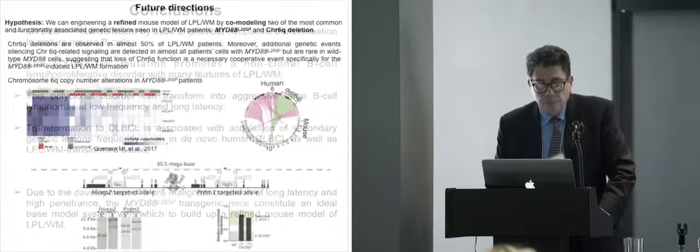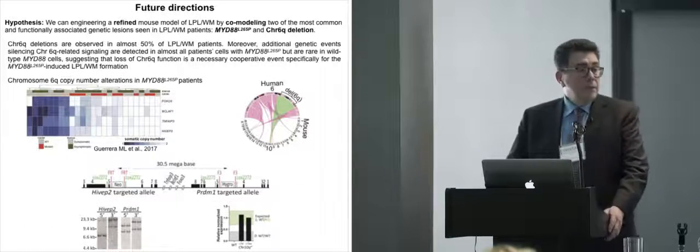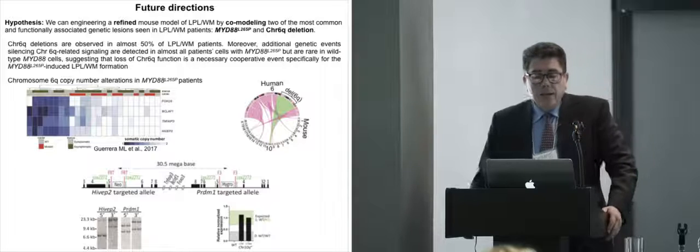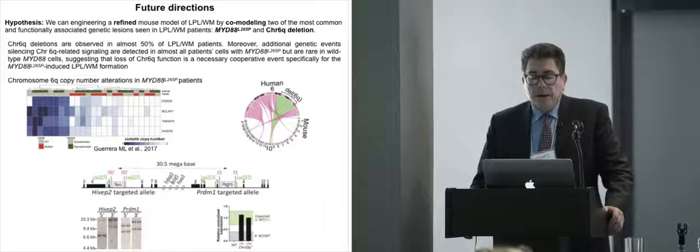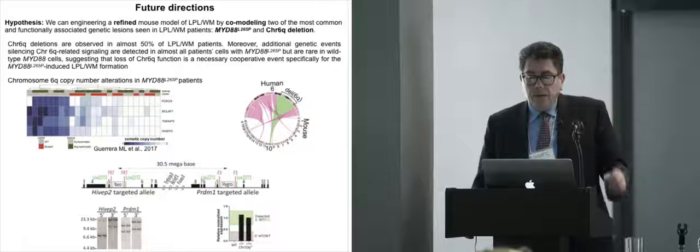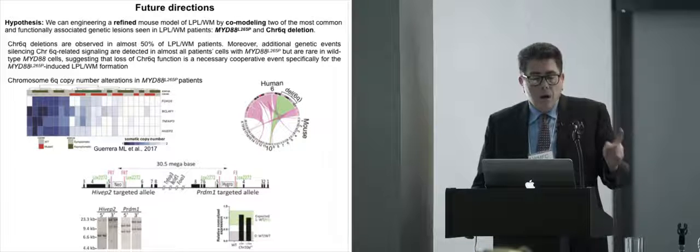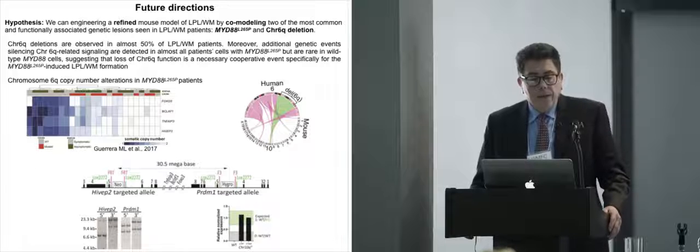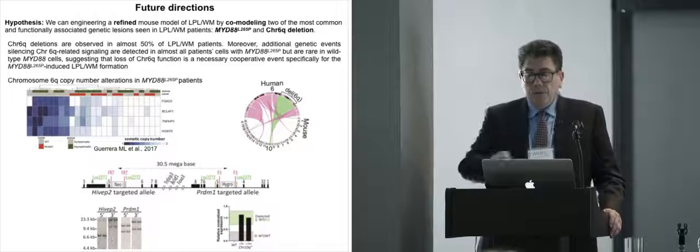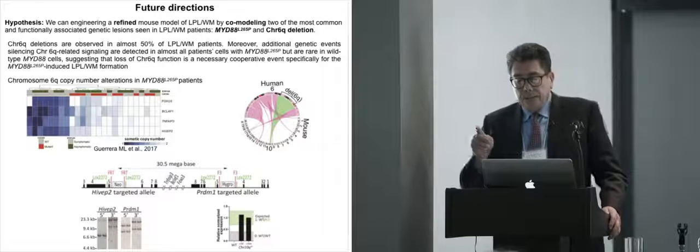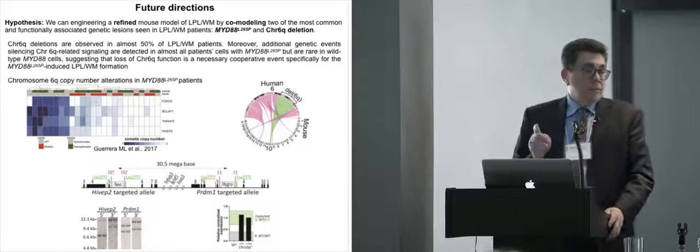What are we doing now? Our hypothesis is that we can engineer a refined mouse model of Waldenstrom by co-modeling in the mouse two of the most common and functionally associated genetic lesions seen in patients with Waldenstrom: MYD88 plus chromosome 6 deletion.